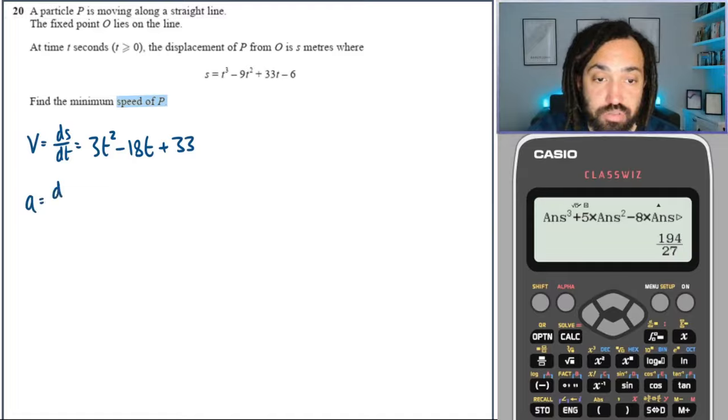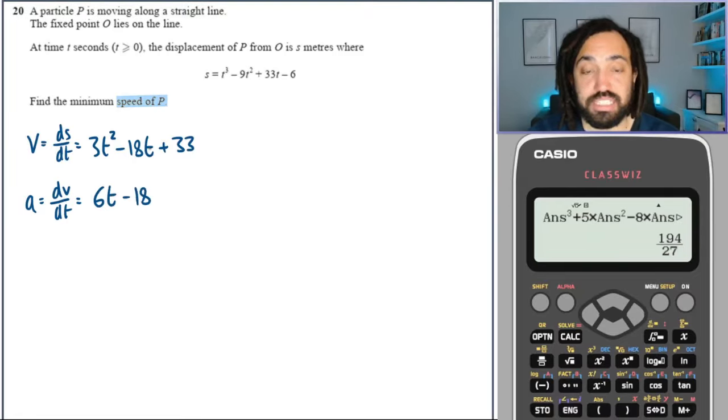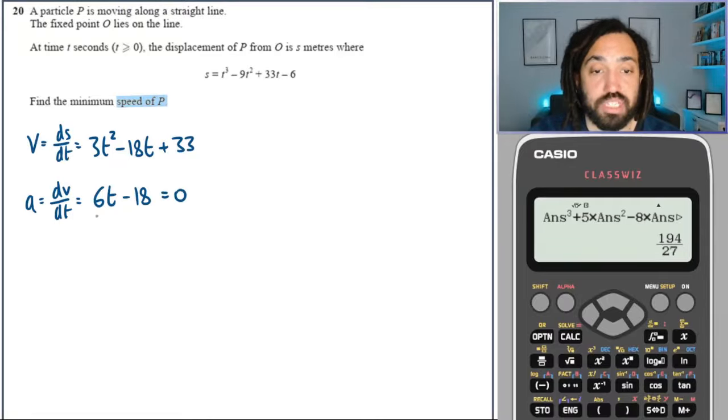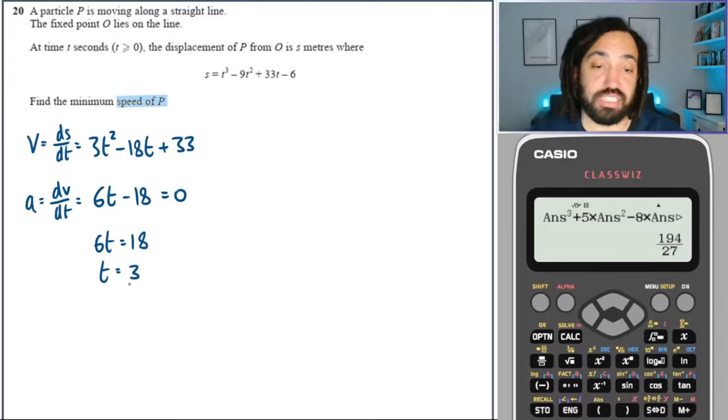And in fact, when I do differentiate it, I get the acceleration. So when that 2 comes down times by the 3, and then we drop the power down by 1, and minus 18t differentiates to minus 18. So I want that to equal 0, because that is going to tell me when the speed is at its minimum. Adding 18 to both sides gives me this. Dividing by 6 gives me this. So when t equals 3, the acceleration is 0.